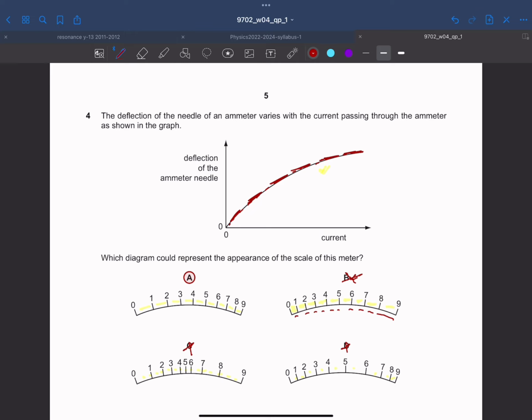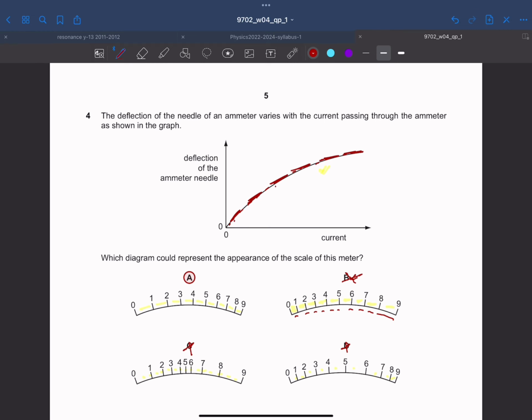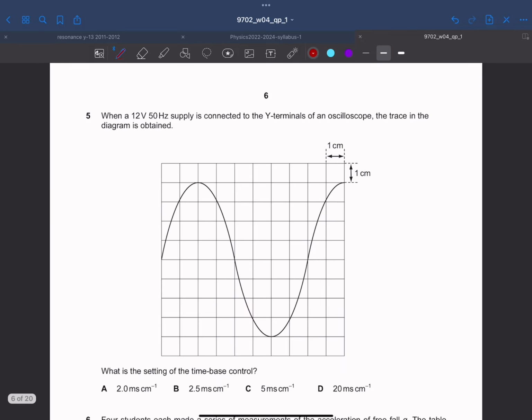This is very important, that you have to check the trend of the graph. The graph shows that the deflection is increasing with current in this case, of course not time. So the current is increasing, the deflection is increasing as well, but with a decreasing rate. And this is the situation we have according to our graph. So this is the correct option in our case.